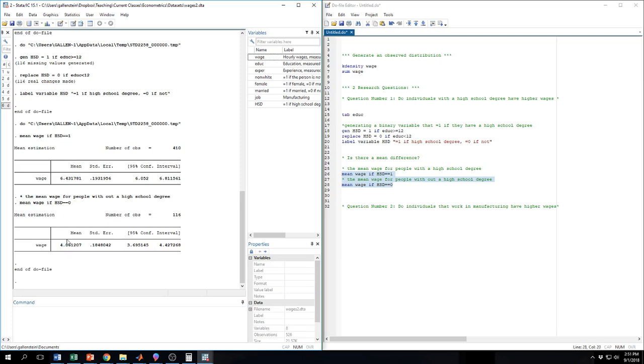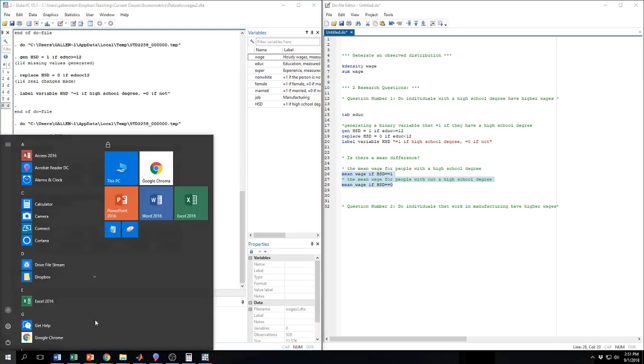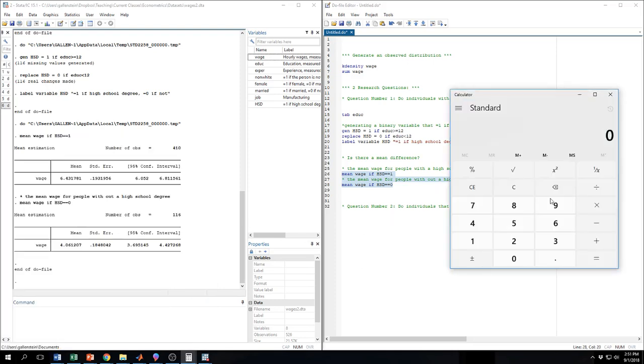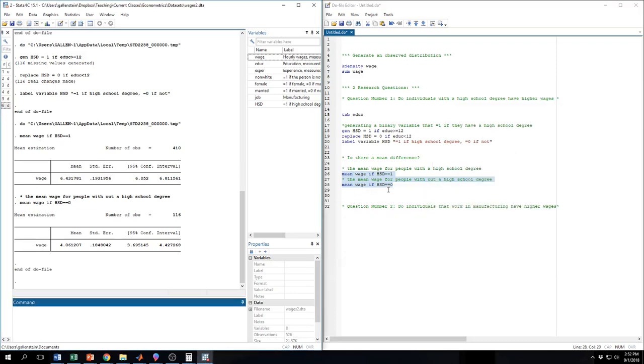So if I look at this, I just want to calculate, let's just get my calculator out. If I look at the mean difference, here's my calculator. 6.4 minus 4.1, 2.3. So that's a big difference. $2.3 an hour. We could say, all right, people with a high school degree make more income than people that don't. And from the first lecture, that was fine to say that.